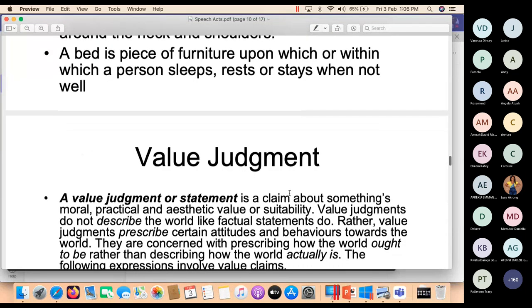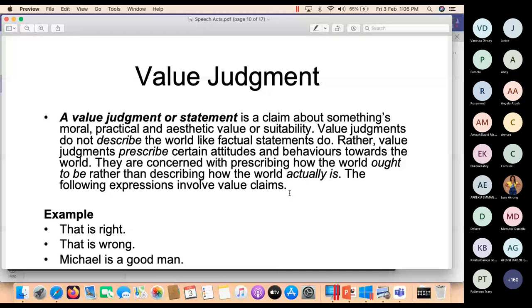Then value judgment. A value judgment or statement is a claim about something's moral, practical, or aesthetic value or suitability. So it's about values. Value judgments don't describe the world like factual statements do. Rather, value judgments prescribe certain attitudes and behaviors towards the world. They are concerned with prescribing how the world ought to be rather than describing how the world actually is.